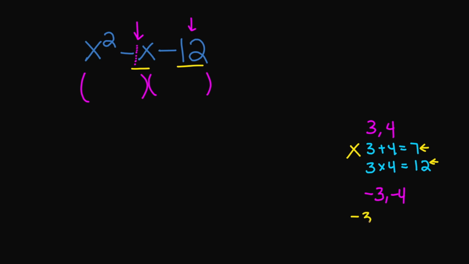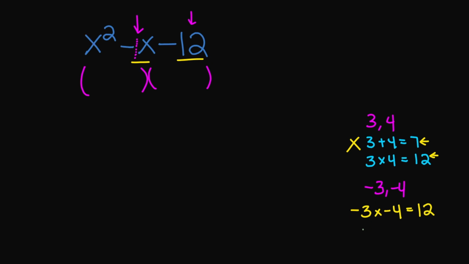So if I do negative 3 times negative 4, this is going to give me a positive 12. And then if I add negative 3 plus negative 4, let's see what we get here. Negative 3 minus 4, this is going to give you a negative 7. So as you can see, we still didn't get what we're looking for. So we have a positive 12 here and then a negative 7 here.